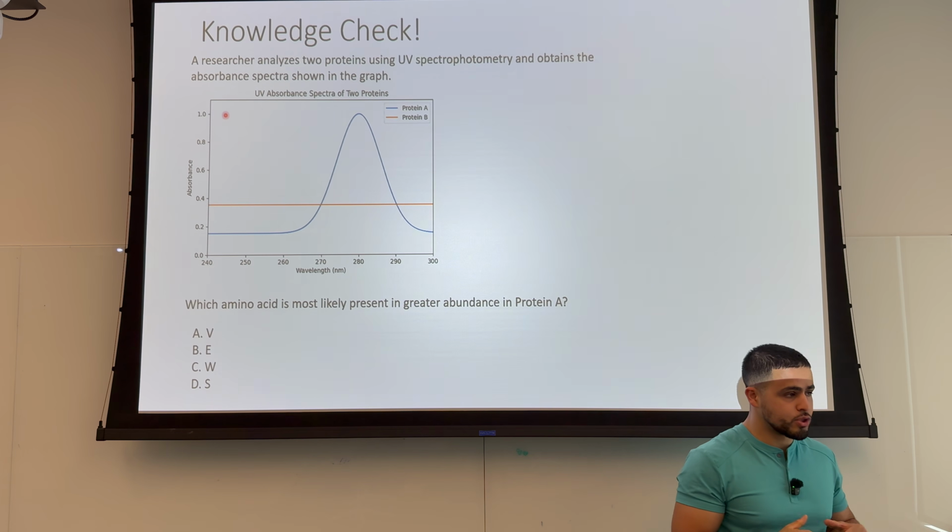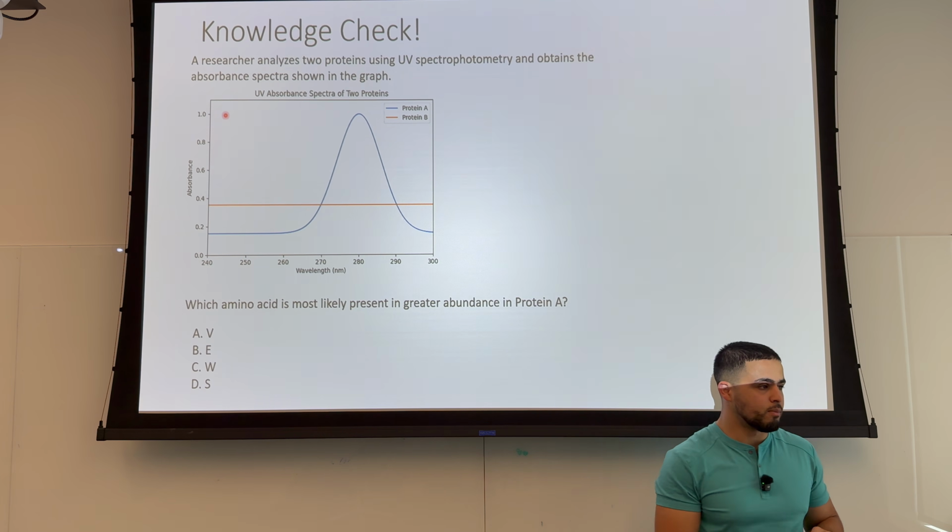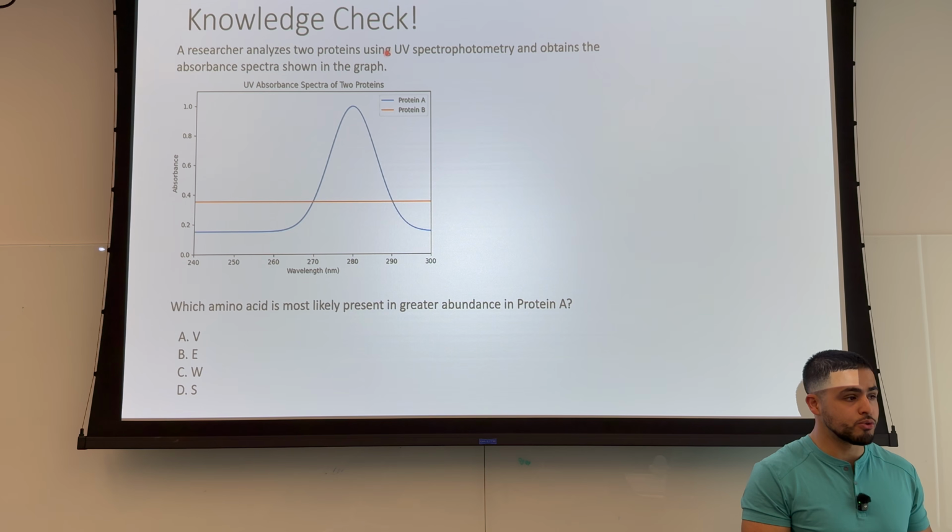Okay, let's do some knowledge checks and then we can wrap this video up. A researcher analyzes two proteins using UV spectrophotometry and obtains the absorbance spectra shown in the graph. So you can see protein A, the blue line, and protein B is the orange line. Protein A has a peak at 280 nanometers. So which amino acid is most likely present in greater abundance in protein A?